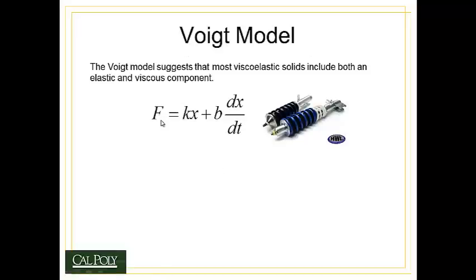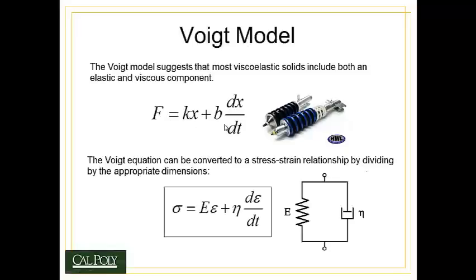We take that equation, and we can rewrite it as the force equals the spring constant times x plus b, the dampener ratio, times the change in x with respect to time. This includes both the elastic and the viscous component in the model. The Voigt equation can be converted to a stress-strain relationship by dividing by the appropriate dimensions. So the stress, which is the force divided by the original cross-sectional area, equals the elastic modulus times strain plus eta, the viscosity of the material, times the strain rate.